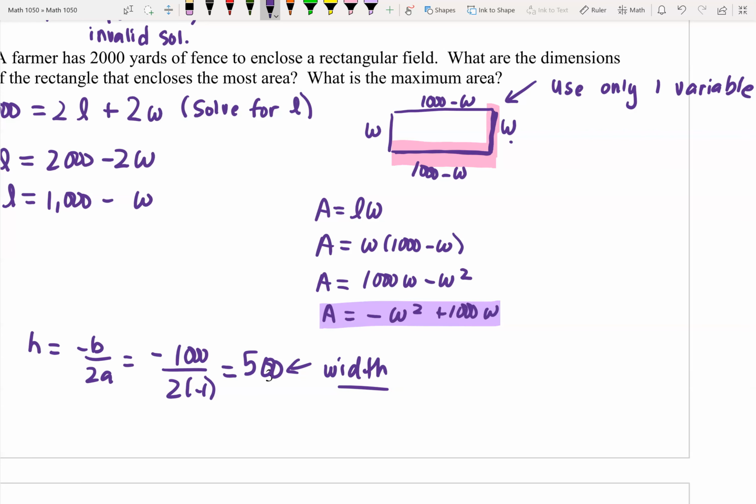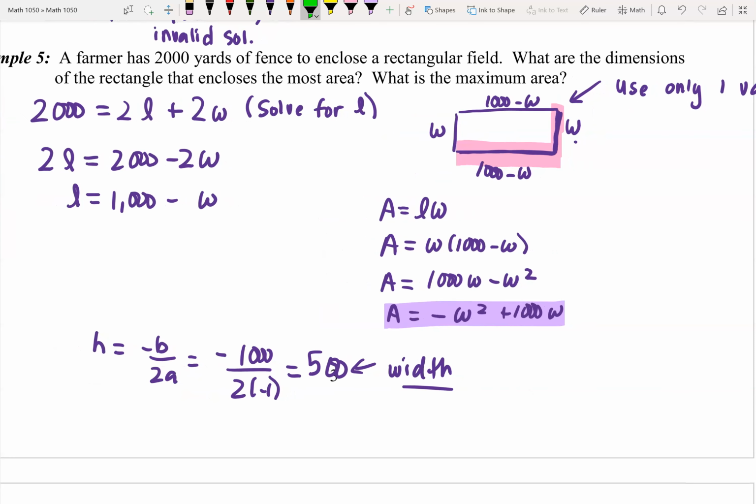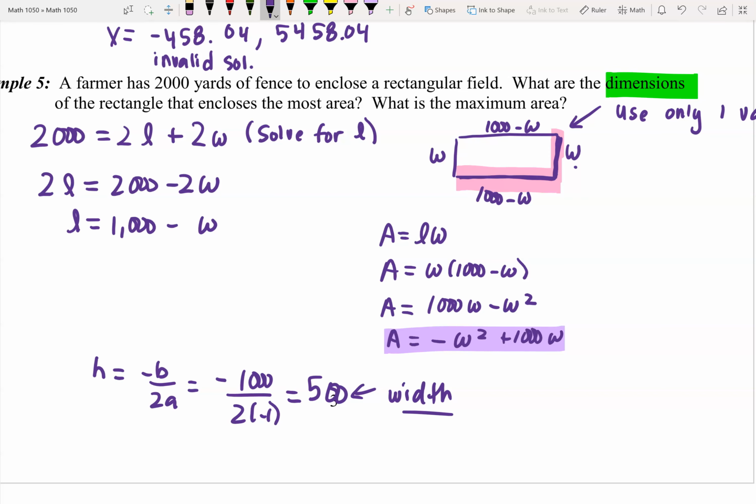Okay? Okay, now read it. What are the dimensions? I think, and this is where people started getting a little confused in the past, dimensions, some people don't know what that means, I think, that word. All that means is what's the length and what's the width, okay?